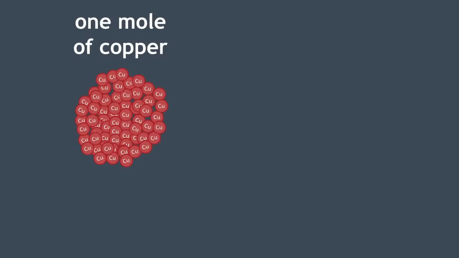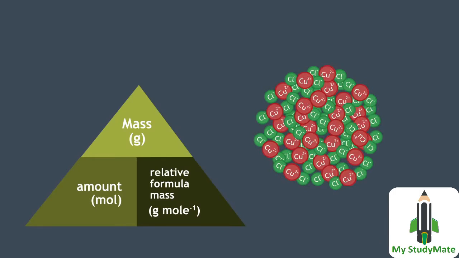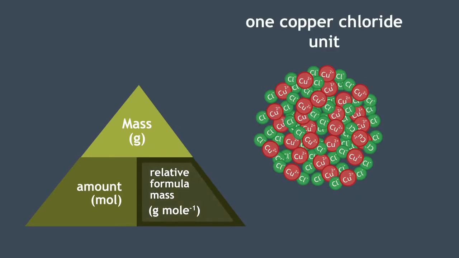So for every 1 mole of copper produced, which is 63.5 grams, it produces 1 mole of chlorine gas, which can be thought of as either 24 decimeters cubed or 71 grams. Also, when these masses are combined, this represents the formula mass of 1 copper chloride unit at 134 grams.